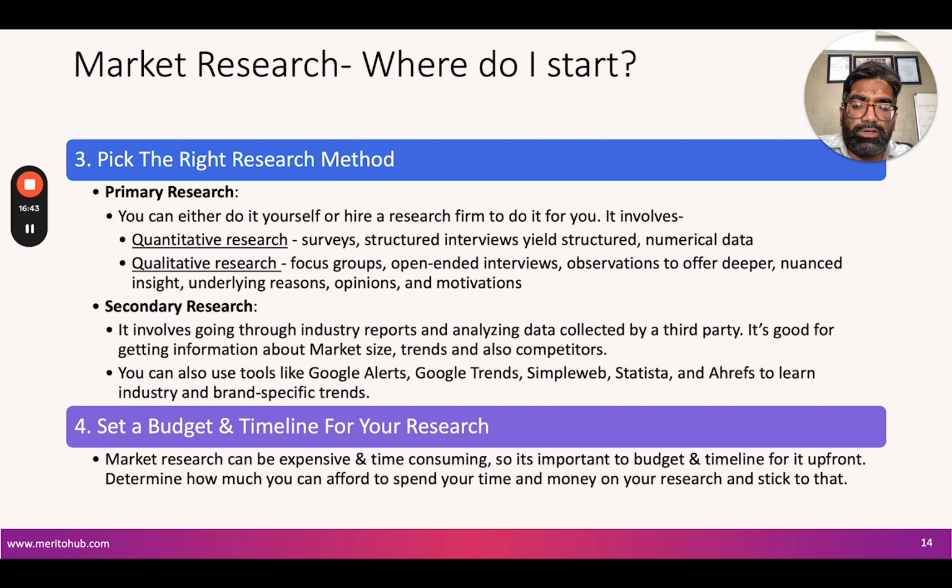You should have a budget and timeline for your research, because what sometimes happens is you get lost; there are too many things to research about, and you waste a lot of time and money on research. So it should not be like that. You define that, okay, this is the timeline I'm setting aside for doing research, and then allocate some funds to it.